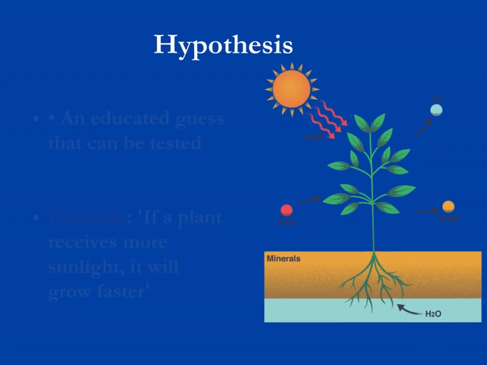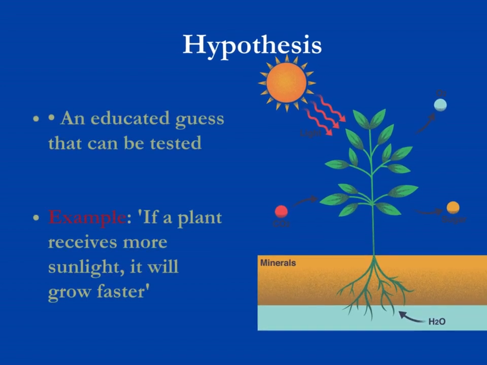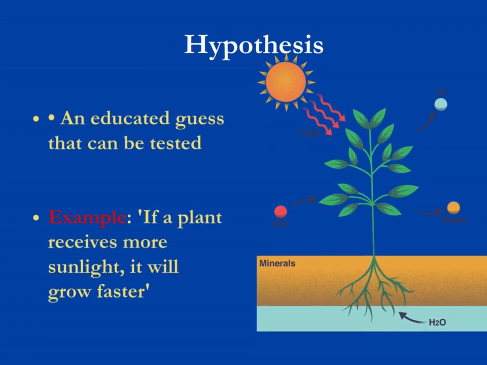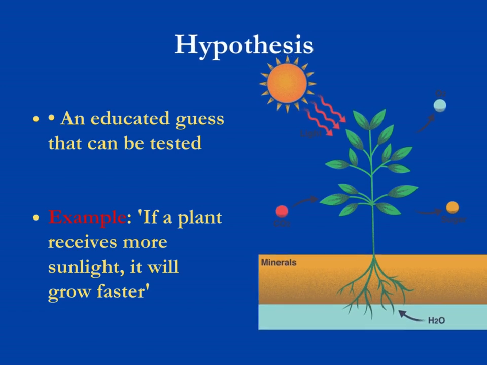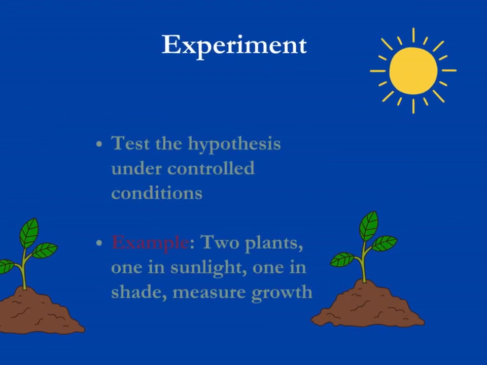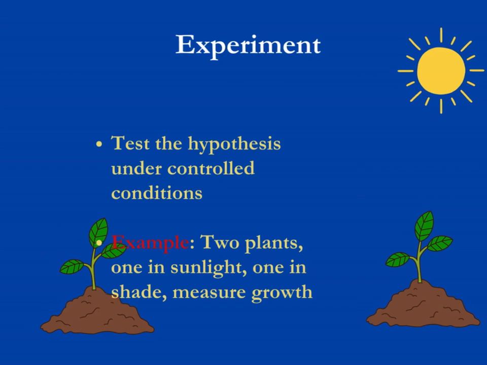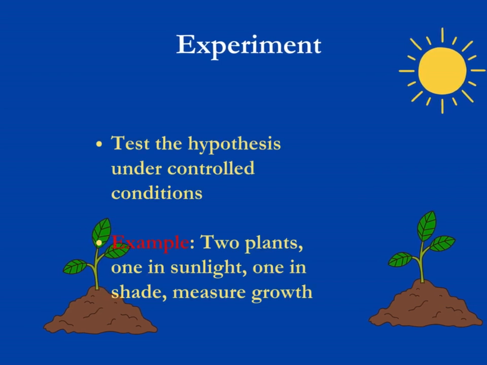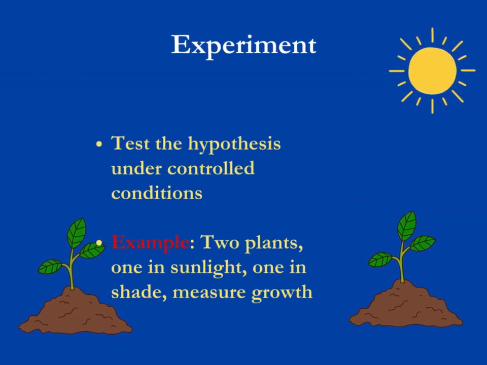Third is hypothesis, an educated guess that can be tested. Example: if a plant receives more sunlight, it will grow faster. Fourth is experiment, test the hypothesis under controlled conditions. Example: two plants, one in sunlight, one in shade, measure growth.